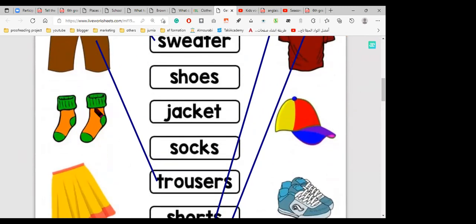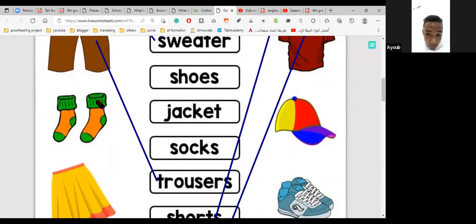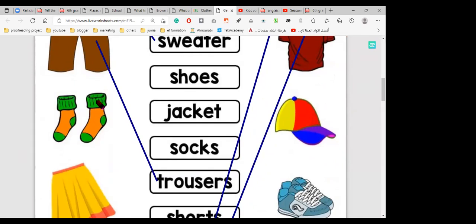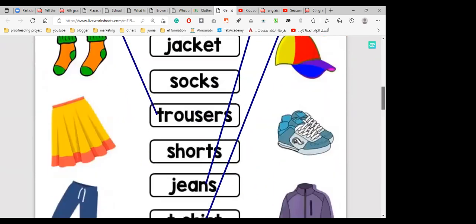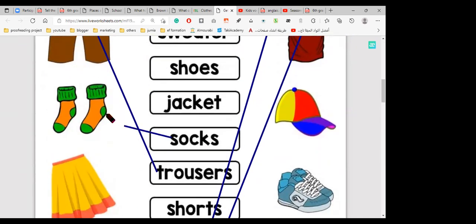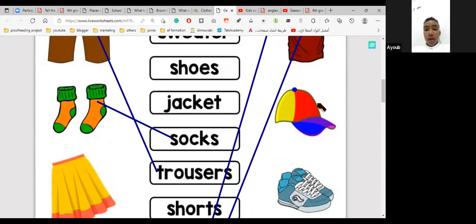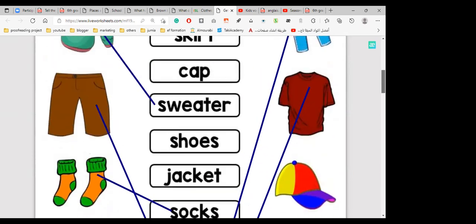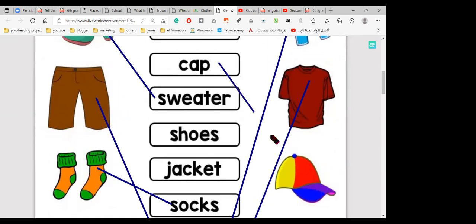What about these two? Shoes. Orange and green. Socks. Yes, we call them socks. These are socks. What is this? A cap. Yes, it's a cap. This is a yellow, red, blue and purple cap.